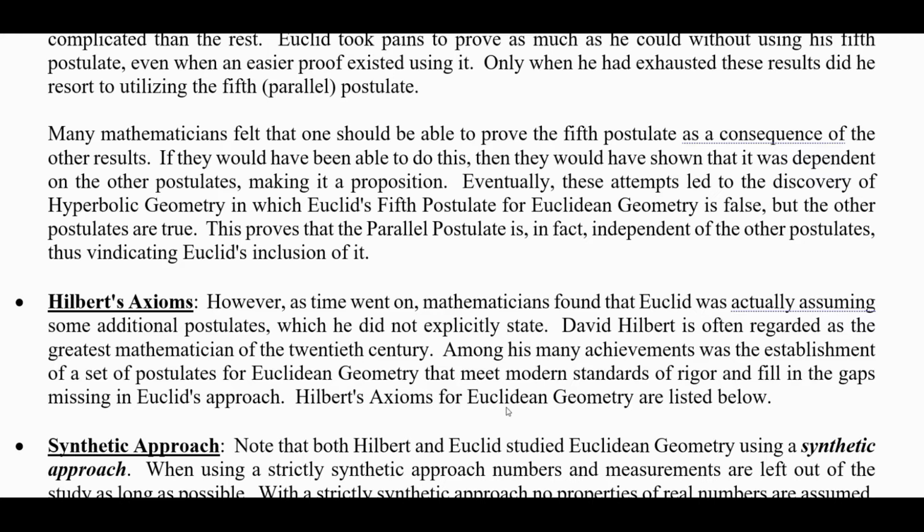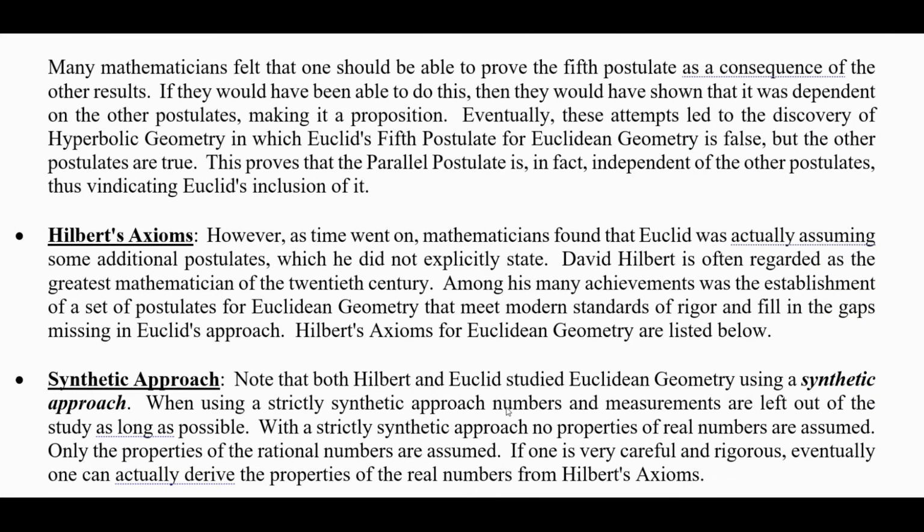However, as time went on, mathematicians found that Euclid was actually assuming some additional postulates which he did not explicitly state. So David Hilbert is often regarded as the greatest mathematician of the 20th century. Among his many achievements was the establishment of a set of postulates for Euclidean geometry that meet modern standards of rigor and fill in the gaps missing in Euclid's approach. Still based on basically Euclid's approach, but just making it a little bit better. Hilbert's axioms for Euclidean geometry are also listed. We'll go over those in a couple of videos from now.